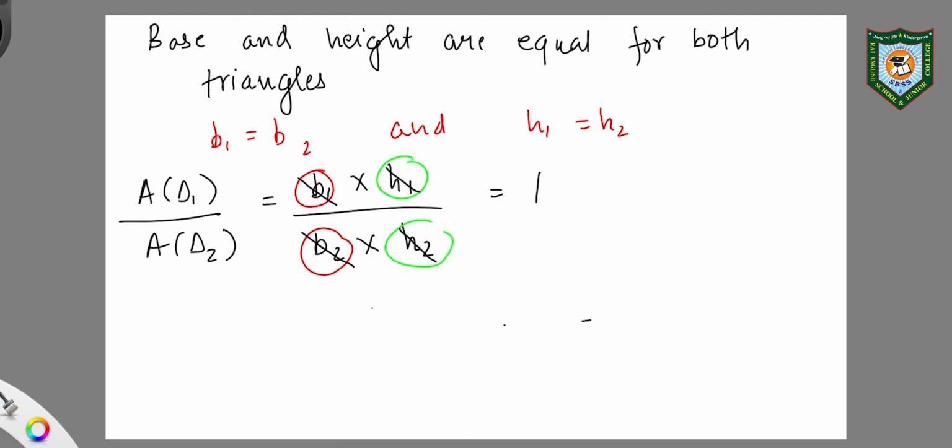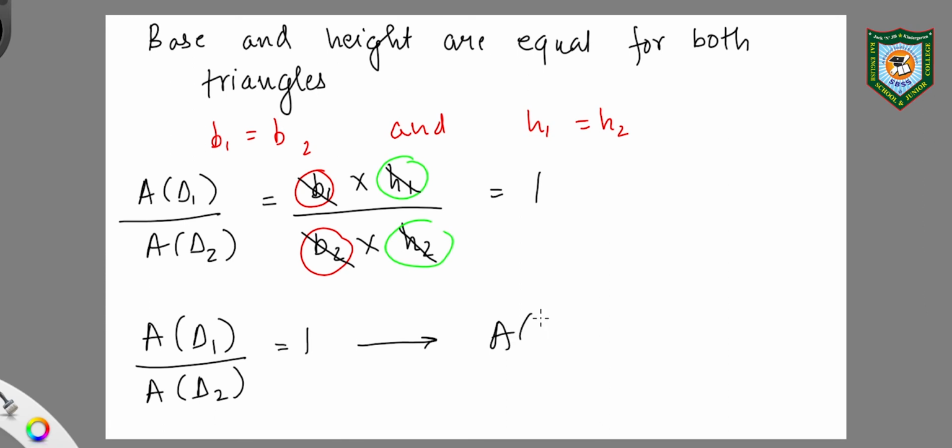So if both base and height of the triangles are equal, that implies that the ratio of the areas of the triangles is 1, or you can say that the areas of the triangles are the same. So this is equal to 1. This can also be said as area of triangle 1 is equal to area of triangle 2.